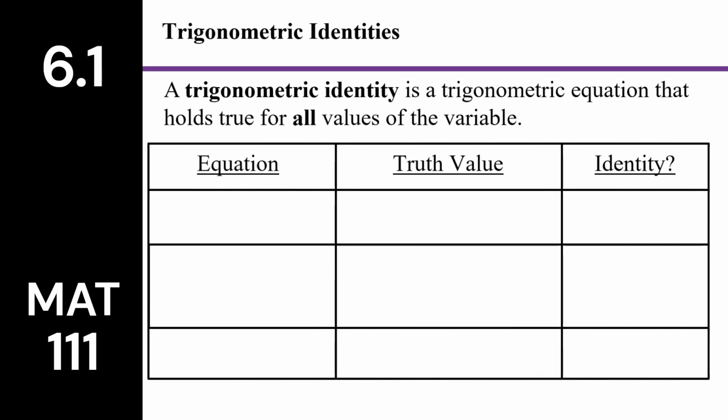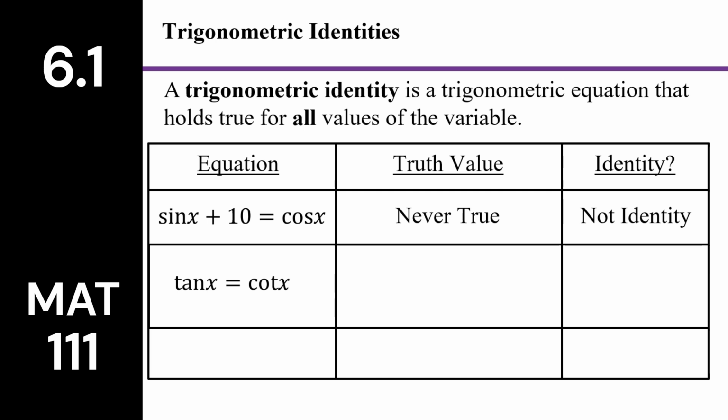Let's consider these equations. Sine of x plus 10 equals cosine of x. This is never true, so it's not an identity. We can see that it's never true because the sine of x oscillates between -1 and 1, so if we add 10 to that on the left, that left side is going to oscillate between 9 and 11. And it's going to equal the cosine on the right, which is going to oscillate between -1 and 1, so they'll never be the same.